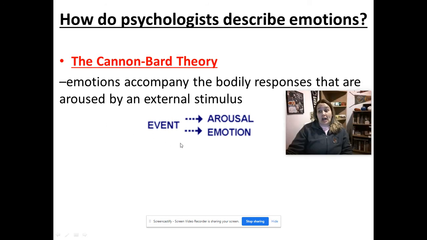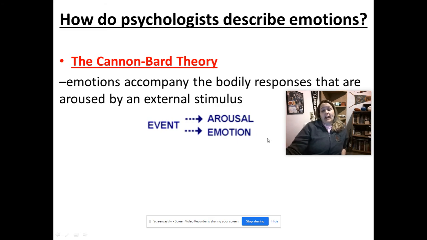We have it right here for us as well. The event, Jack the Ripper, coming to kill you. Your body experiences arousal, your heart rate increases, your pupils dilate, you might feel nauseated, you might start to sweat, and at the same time your body is reacting, you are having an emotional experience where you feel fear.